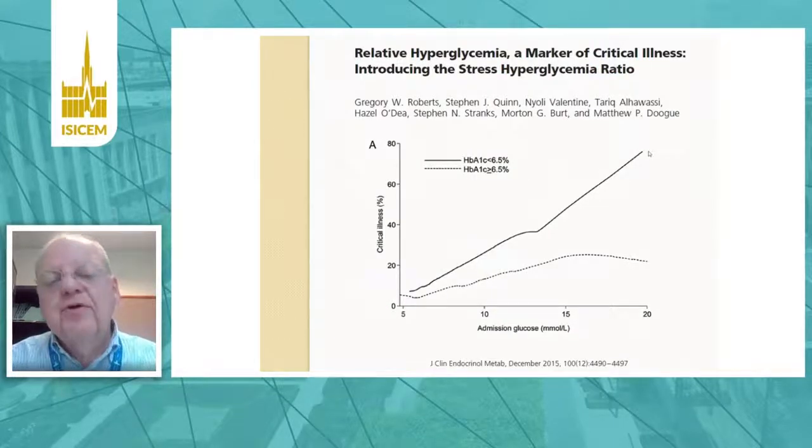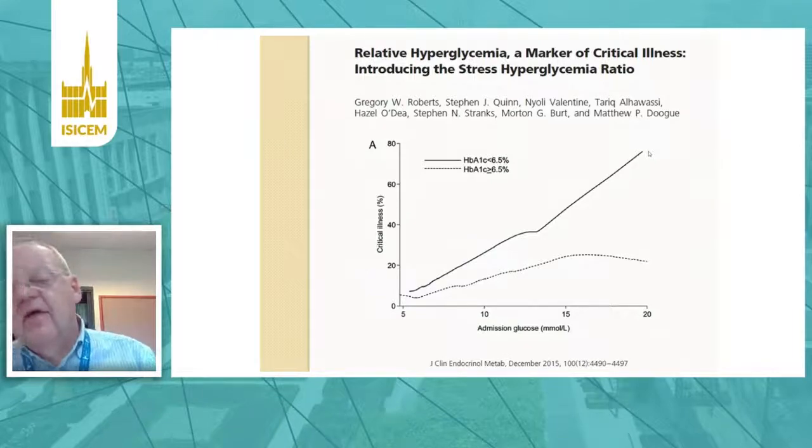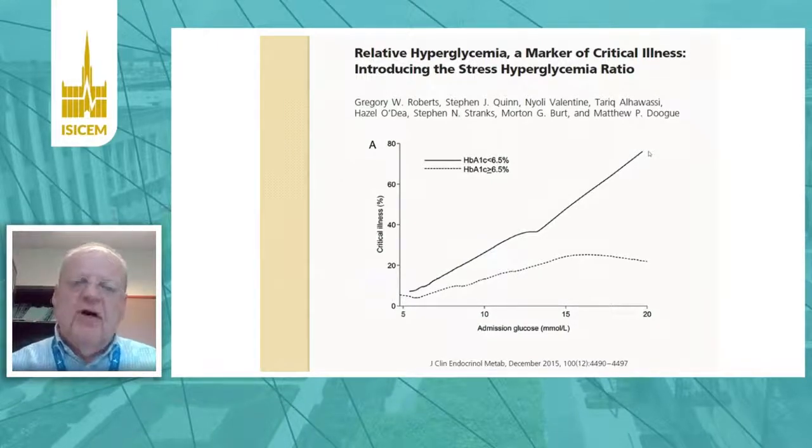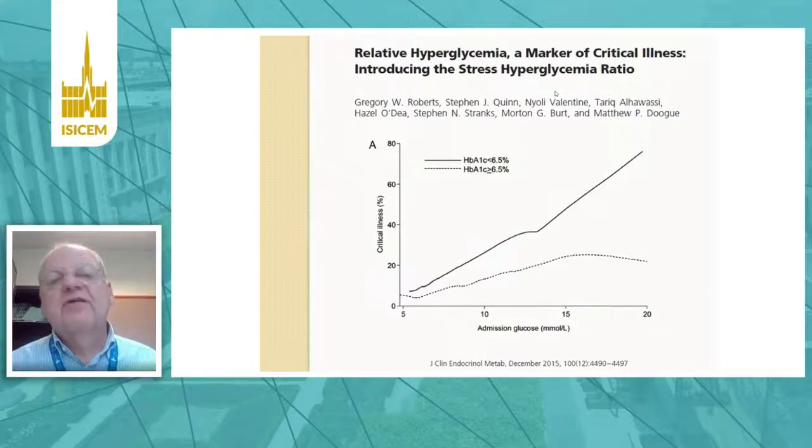It was also confirmed by an Australian team of endocrinologists. Here, the outcome is the admission in ICU, so the percentage of critical illness. They also found that the same stress hyperglycemia ratio, the blood glucose divided by the estimated average glucose, was also related to the outcome, the outcome being the rate of admission in the ICU.